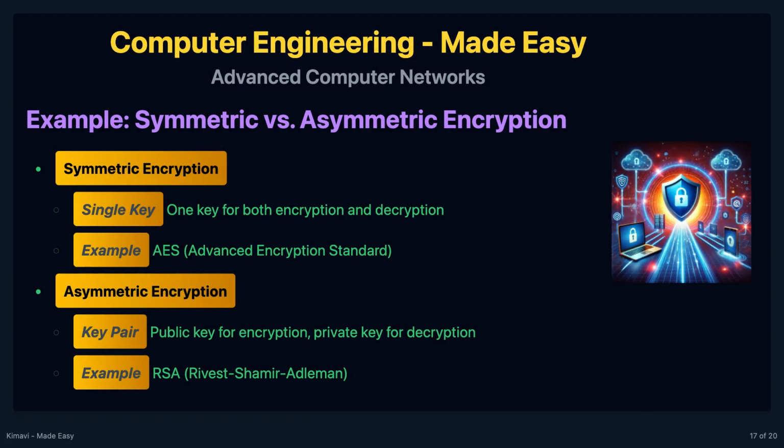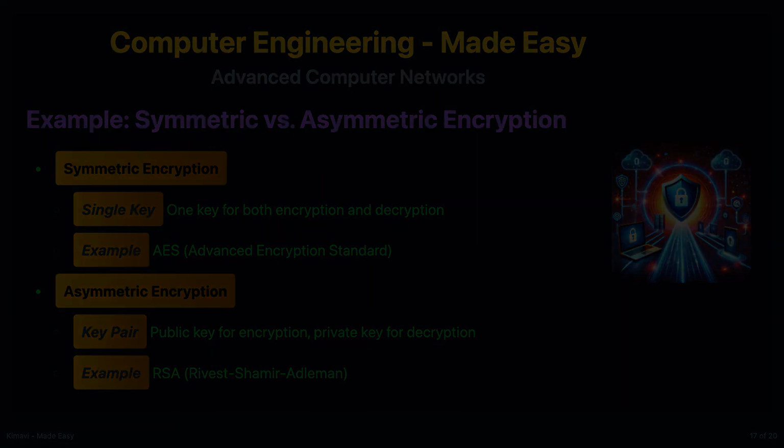In symmetric encryption, the same key is used for both encryption and decryption. An example is the Advanced Encryption Standard, or AES. In asymmetric encryption, a pair of keys, one public and one private, is used for encryption and decryption. An example is the Rivest-Shamir-Adleman, or RSA, algorithm.